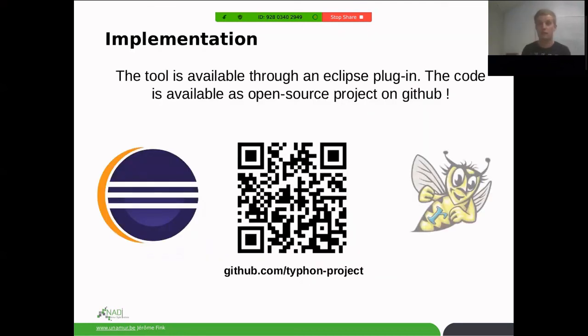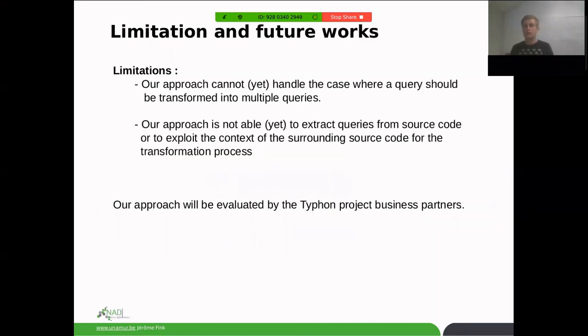Finally, the tool is implemented as an Eclipse plugin, and the code is available as an open source project developed with the Rascal MPL language, so don't hesitate to check it out. The limitation of our work is that it cannot yet handle the case where a query should be transformed into a script of multiple queries, and our approach is not yet able to extract automatically the queries from the source code. To be noted, our approach will be evaluated by the Typhon project business partners in the following months.